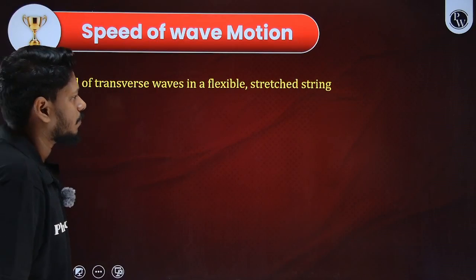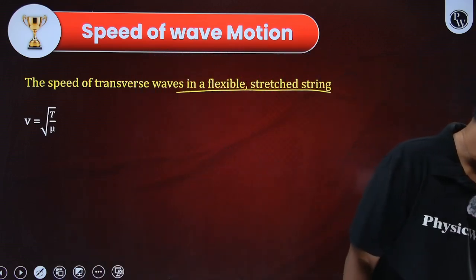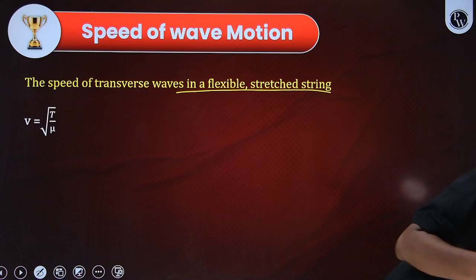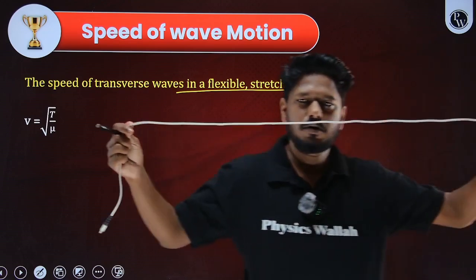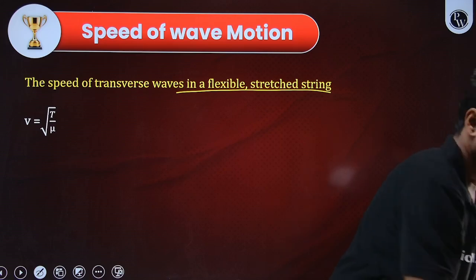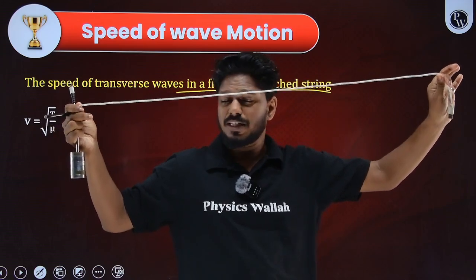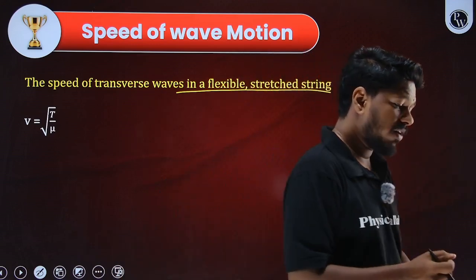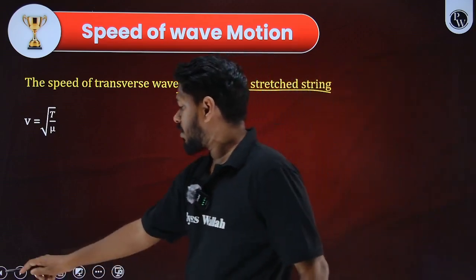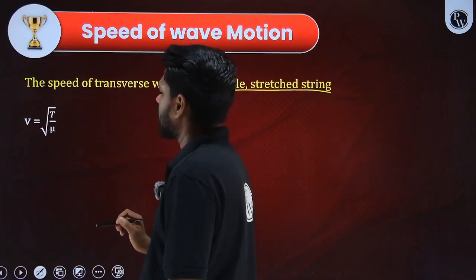So if I am talking about a string which I have stretched, what will happen? Let me take a string, and to one end of the string, if I hang some mass, then due to this mass, what will happen to the string? It is going to get stretched, right? So if they give length and tension in the string in a question, then use this formula. If they give rigidity modulus and density, use this formula. So this is the formula for velocity in a string.